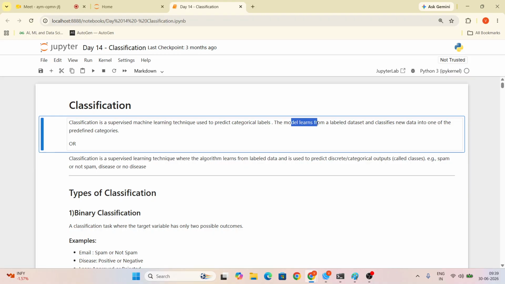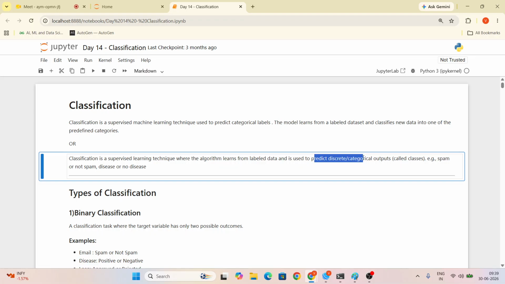So the student, if they study 1 hour, will get a fail mark. If they study 7 hours, they will get a pass mark. So you people learned from a labeled data set, right? And it classifies new data into new predefined categories. This is another definition, same thing.